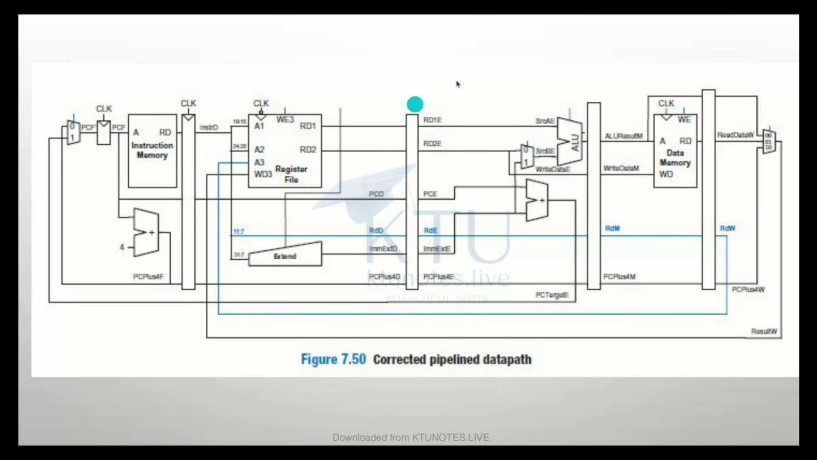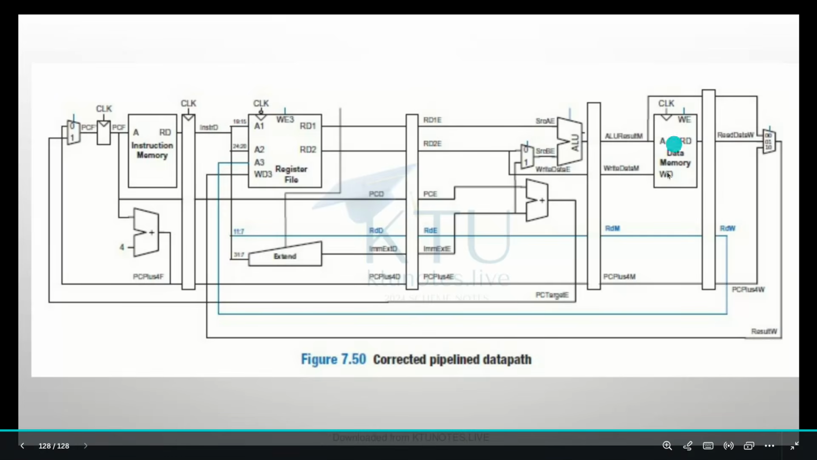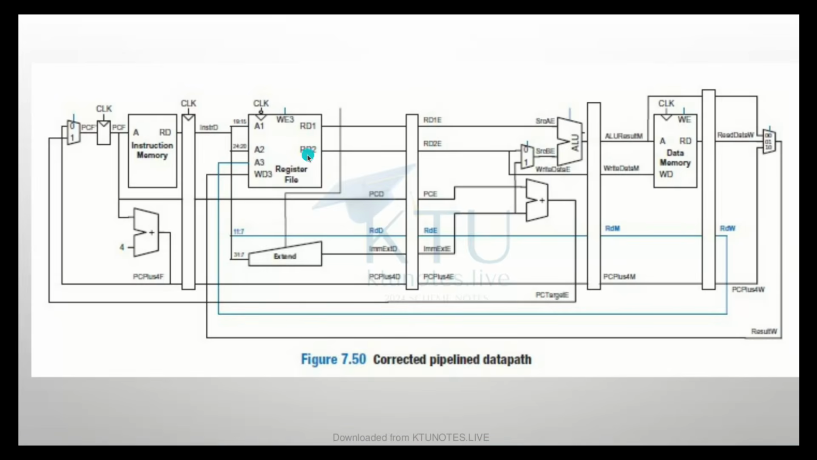Now in the executing stage, these values can be calculated, or sometimes this value can be directly stored. So write data to the memory can also be stored here. This value can also be stored separately, or the ALU result can be taken into consideration also. That case is also there. Read data W: here we are just reading the data, and result W is also there, that is to store the value back to the register file. Understood?